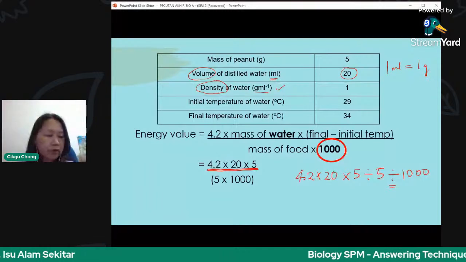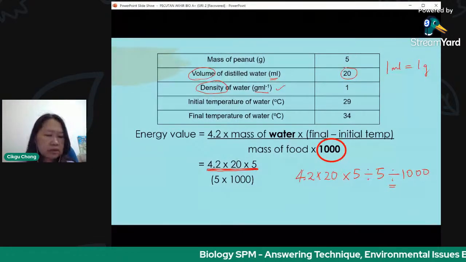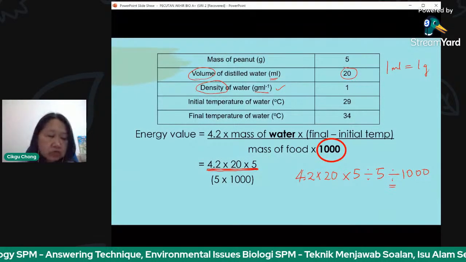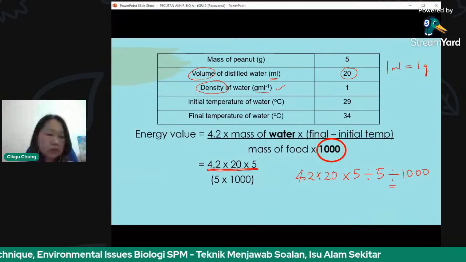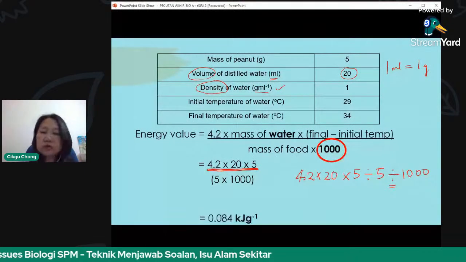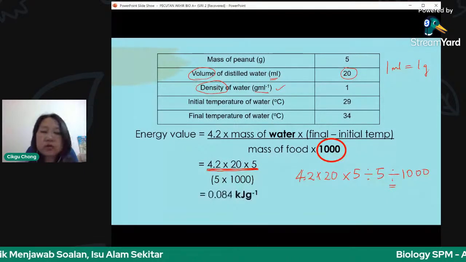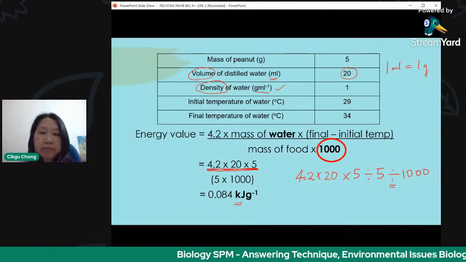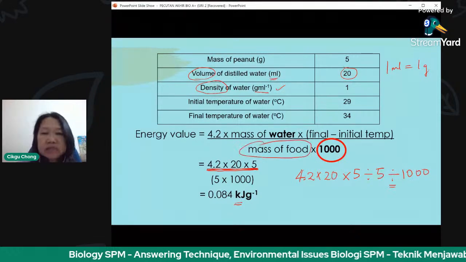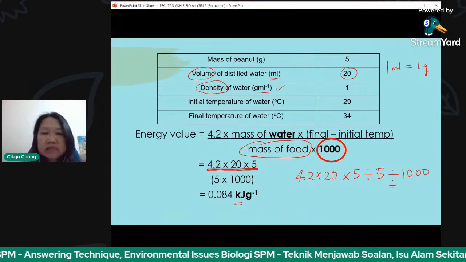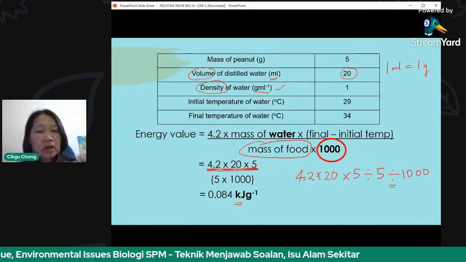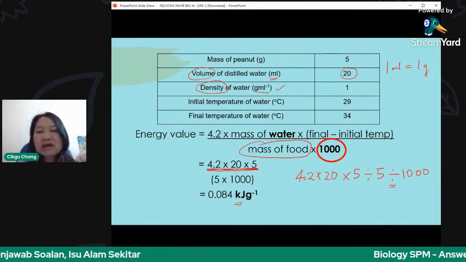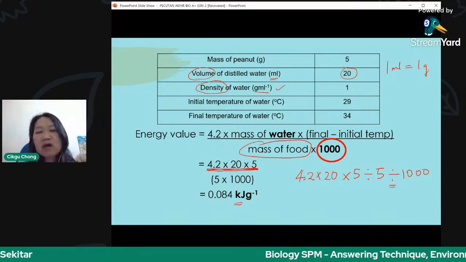4.2 times 20 times 5 divided by 5. Of course, you get 1. Then again, you divide by 1,000. You are going to get 0.084. Okay, and the answer will be kilojoule because you have divided by 1,000. Per gram, because you divided by mass of food, your answer will be per gram. So that means 1 gram of whatever food that you burn would give you 0.084 kilojoules of energy.